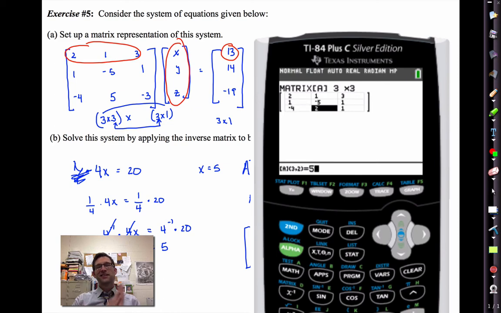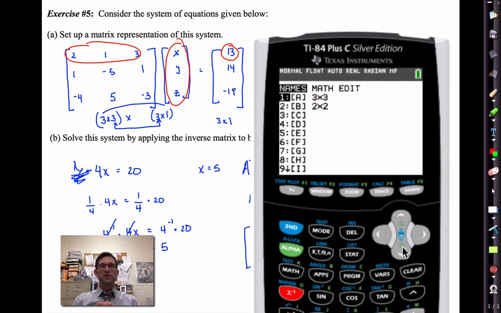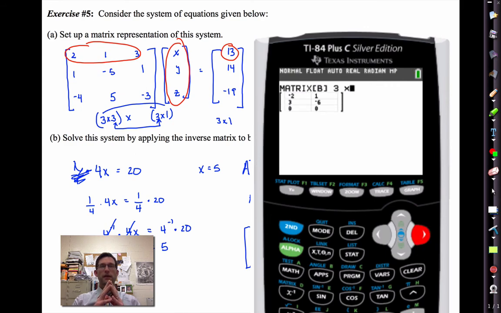Now let's enter B. Right, we got A. So let's get into matrix B. Let's put in its dimensions. It's a 3 by 1. Now I can put in 13, 14, and negative 19. So I've got A and B in now.